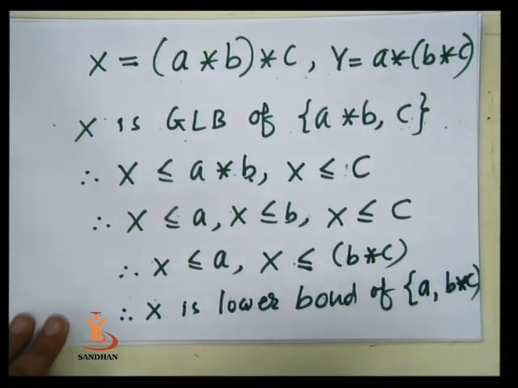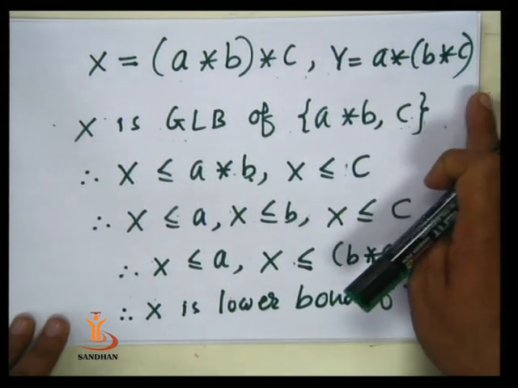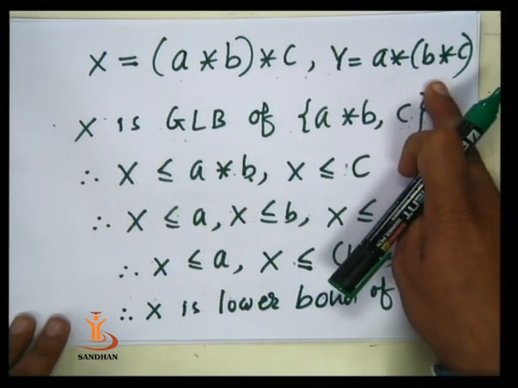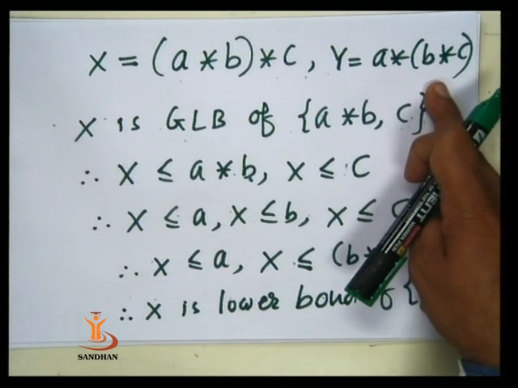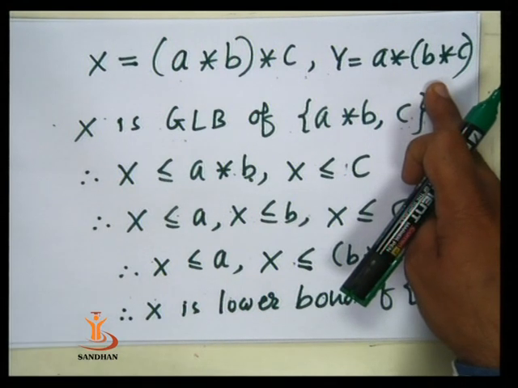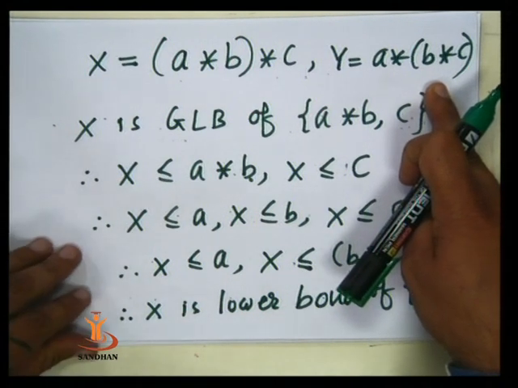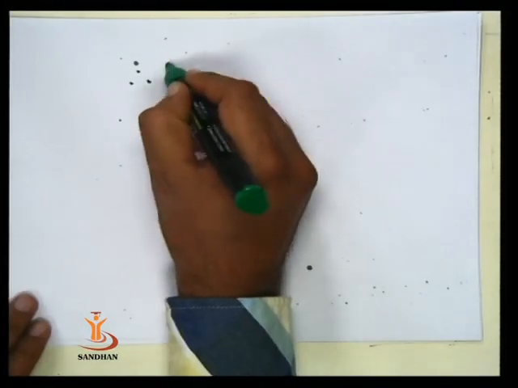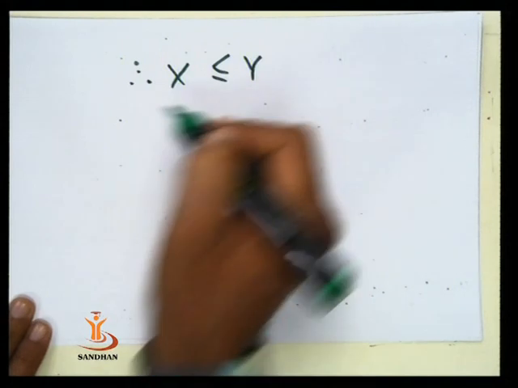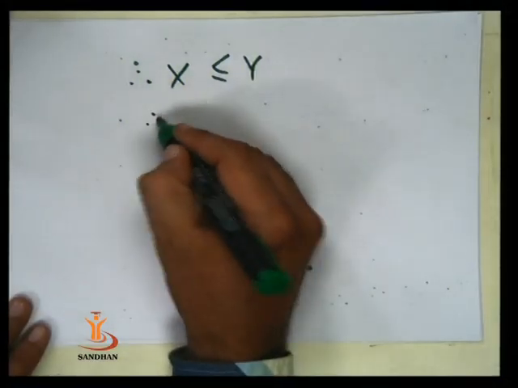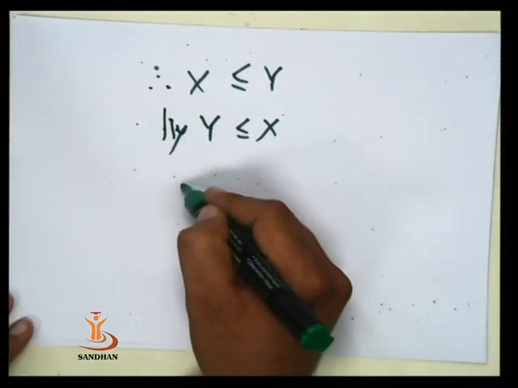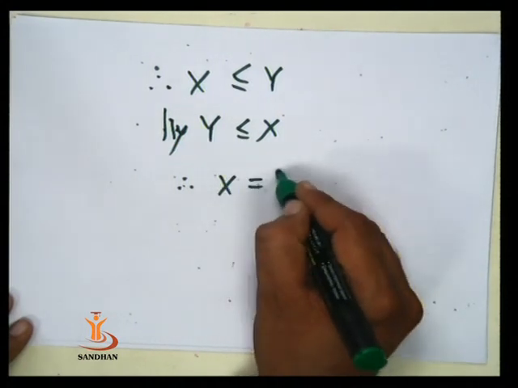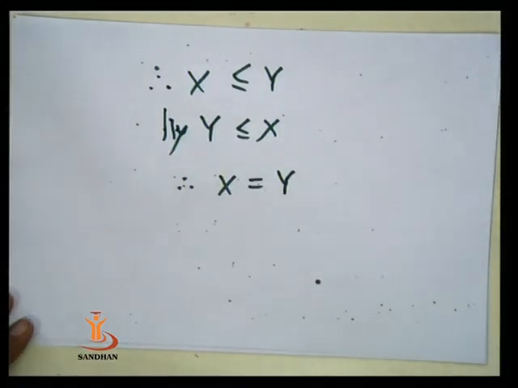Now what is Y? Look here. Y is A star into the bracket B star C. So Y is the greatest lower bound of the set A and B star C. Any lower bound will be less or equal to the greatest lower bound. So it is very clear that X must be related to Y. In a similar fashion, we can prove that Y is also related to X, so by antisymmetry we will get X equals Y. So in this sense we can also prove the results regarding ring sum.